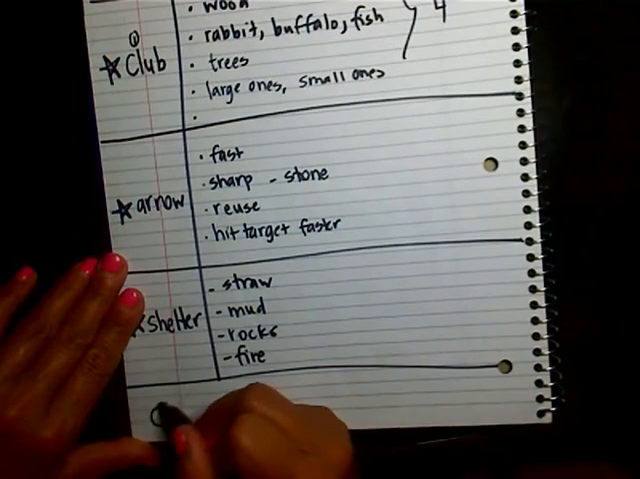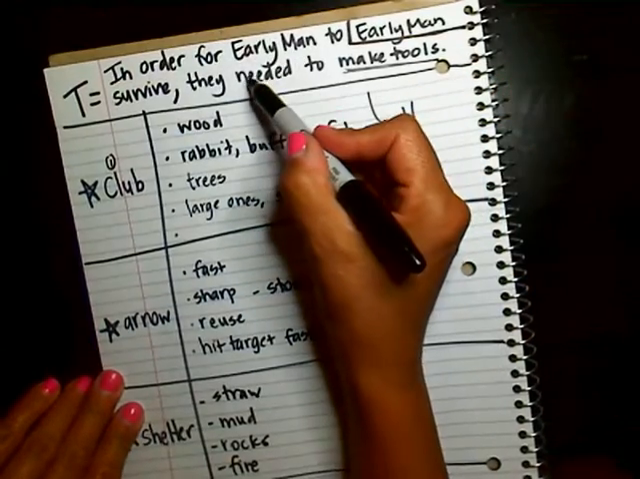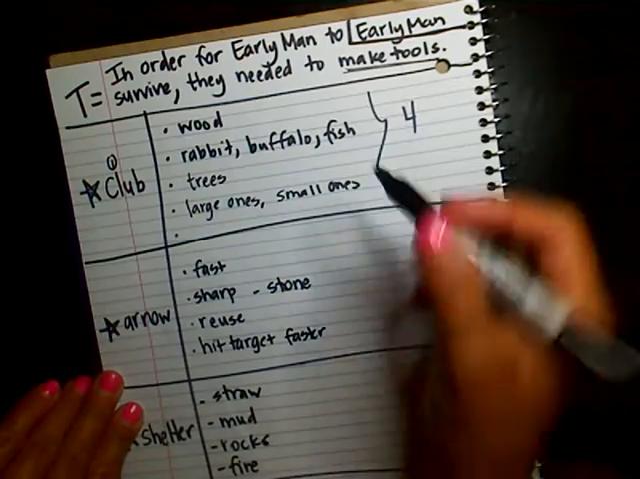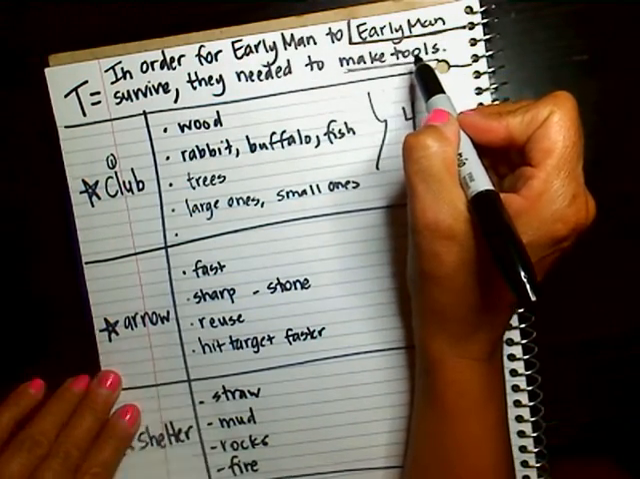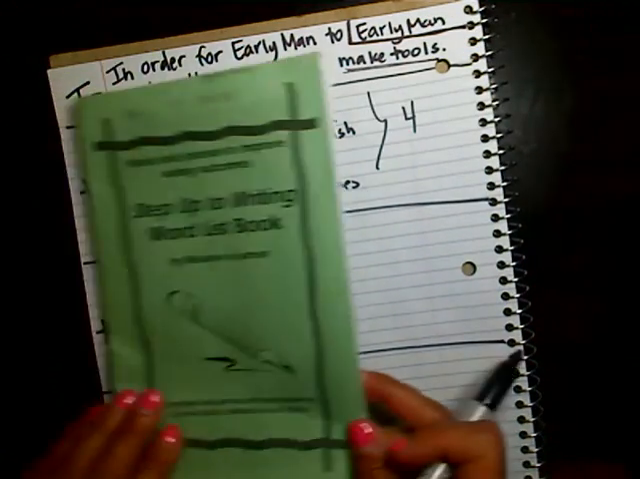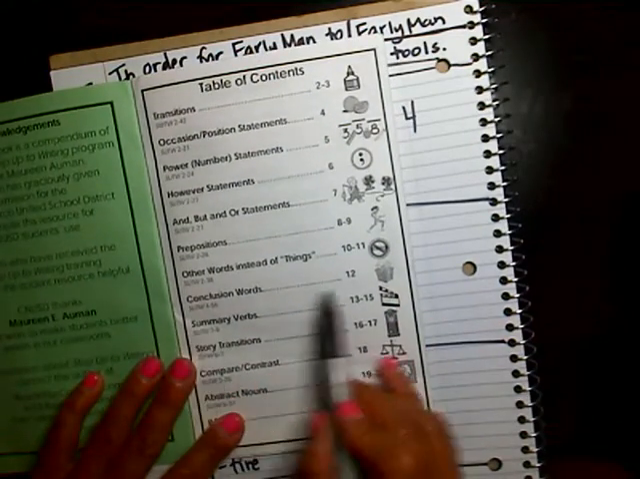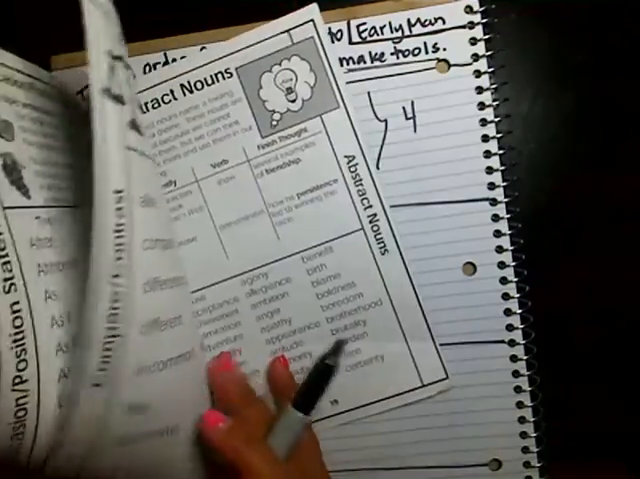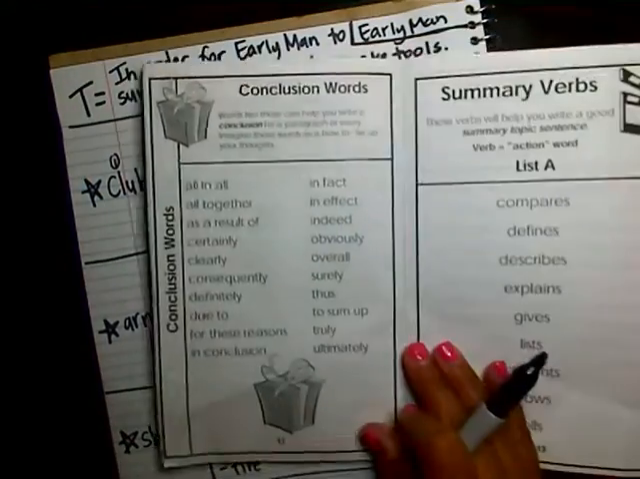Now, my conclusion part of the essay is I really am going to go back to this topic sentence. I'm not going to rewrite the same exact thing, but again, I'm going to have early man, and I'm going to have tools, okay? And then again, I'm going to tell you this little green book, when I open it up right here, all right, on page 12, there's conclusion words. Right here, there's some conclusion words.